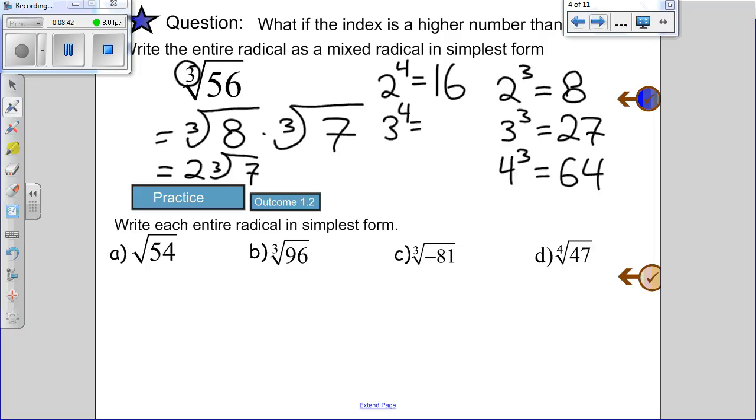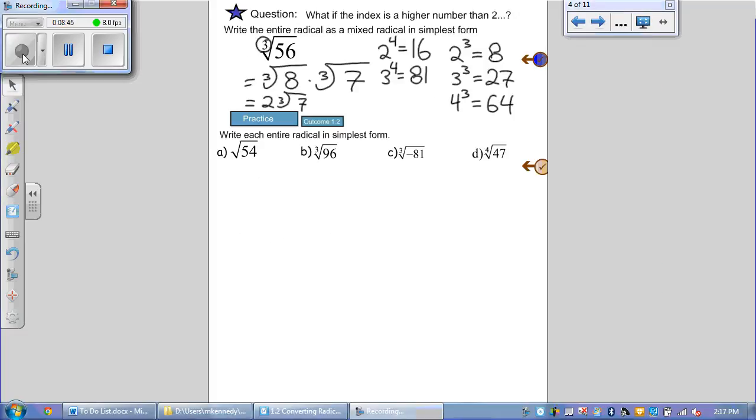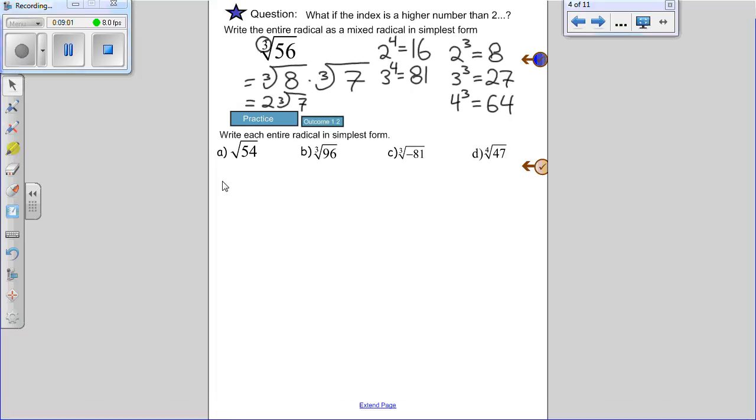The first one, the square root of 54, what does that simplify to? What'd you get, Jacob? You got an answer? There's an answer. Julie, what'd you get? Square root of 54. Did we get 3 times the square root of 6? Anybody get something different? Okay.